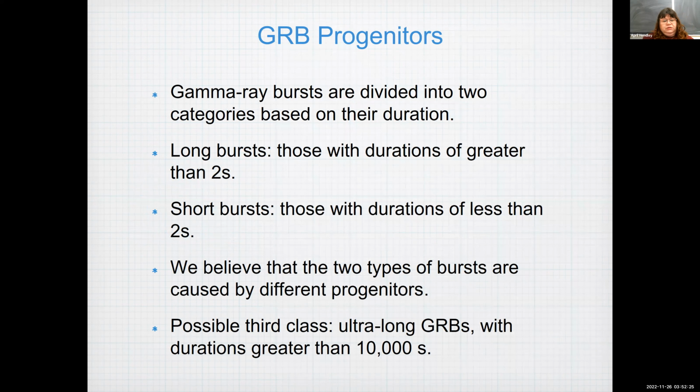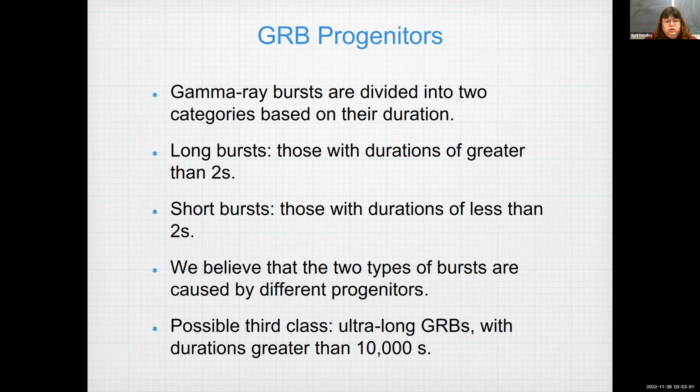So anyway, the thing I was most interested in is basically how we get the gamma ray bursts, basically what causes them. Gamma ray bursts are divided into two categories, based on their duration: the long bursts, which have durations greater than 2 seconds, and short bursts with durations less than 2 seconds. So basically the dividing line is 2 seconds.